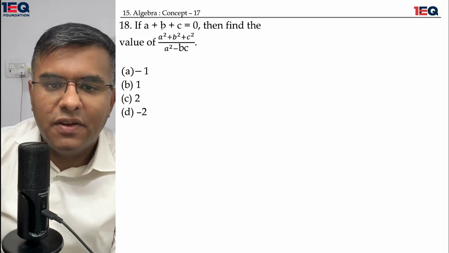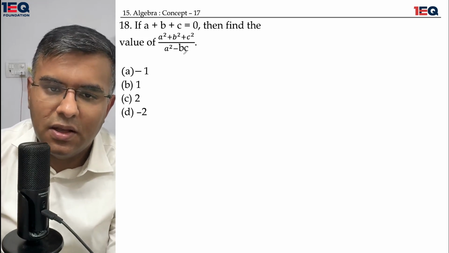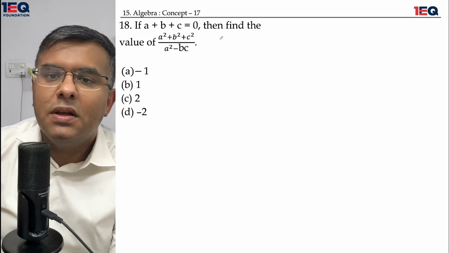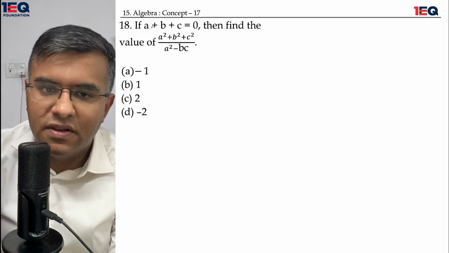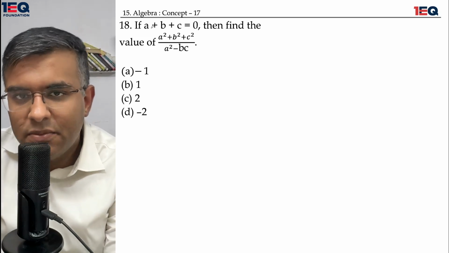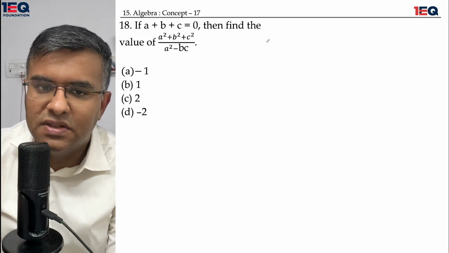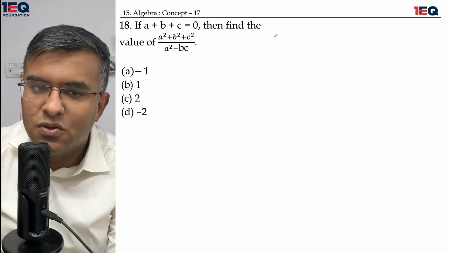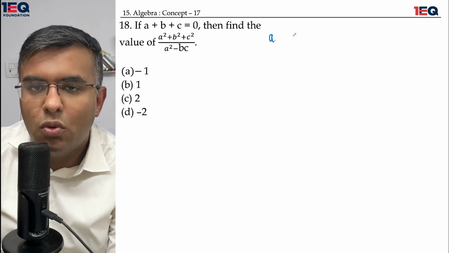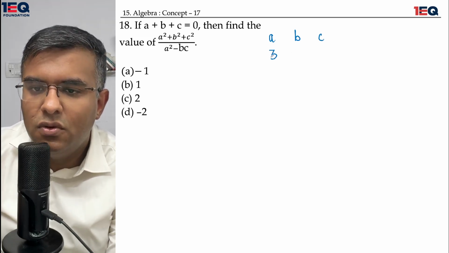If a plus b plus c is equal to 0, then find the value of a square plus b square plus c square whole upon a square minus bc. Now, there was a situation where I said that a square plus b square plus c square is 0. That means that all of them are equal to 0. I cannot apply the same principle over here because there is nothing to support me. There is no 0 which would be able to support me. What would I do in such a situation? I would assume values which all sum up to be 0. If I have a, b, and c, I would take a as 3, b as minus 2, and c as minus 1.